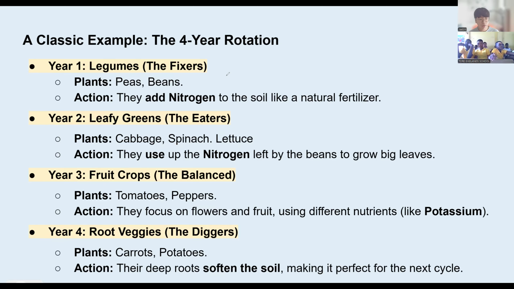So one more clarification: legumes are the fixers. They add nitrogen and nutrients to the soil. That's the most important part that you should be taking away from this. Okay.